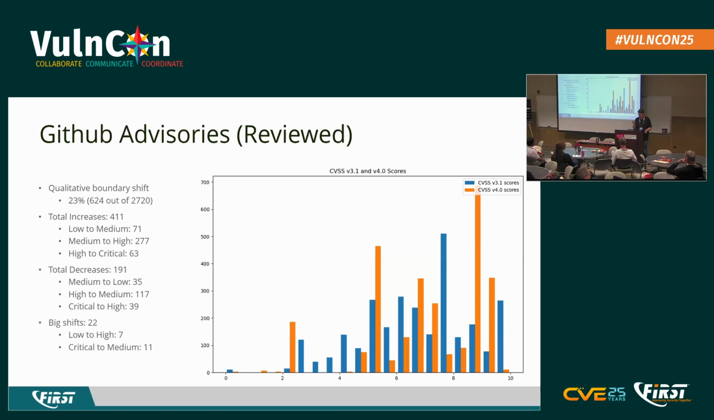But here's what some of those qualitative boundary shifts look like. Big increase from low to medium, and then interestingly, different from the CVE program where it was more low to medium, there are more in GitHub that are medium to high, so quite a bit more that are increasing. And then there are some decreases, again going from high to medium. But we're talking about a lot of net new advisory or compliance decisions that are being made that are more highs and criticals in version 4 than version 3.1. Something really to be aware of.